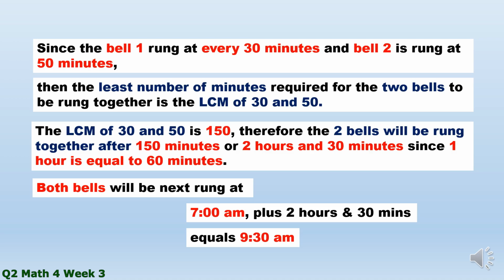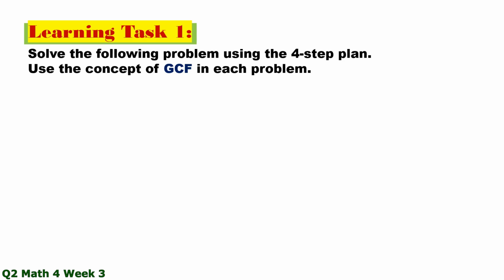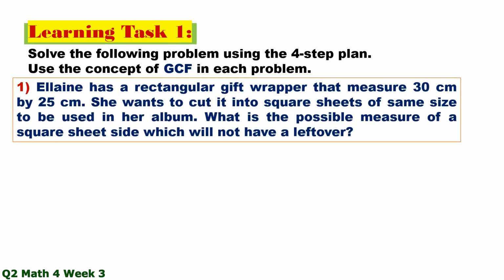Task 1. Solve the following problem using the 4-step plan. Use the concept of GCF in this problem. Number 1. Elaine has a rectangular gift wrapper that measures 30 centimeters by 25 centimeters. She wants to cut it into square sheets of the same size to be used in her album. What is the possible measure of a square sheet side which will not have a leftover?